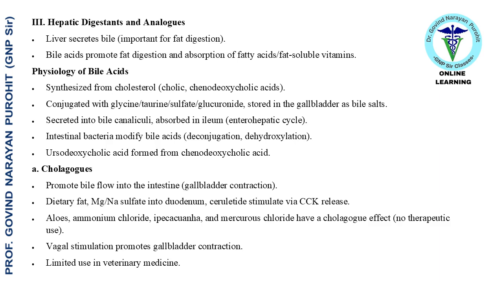A. Cholagogues promote bile flow into the intestine and gallbladder contraction. Dietary fat, and Mg or Na sulfate in the duodenum, and sarultide stimulate this via CCK release. Aloes, ammonium chloride, ipecacuanha, and mercurous chloride have a cholagogue effect but no therapeutic use. Vagal stimulation promotes gallbladder contraction. Limited use in veterinary medicine.